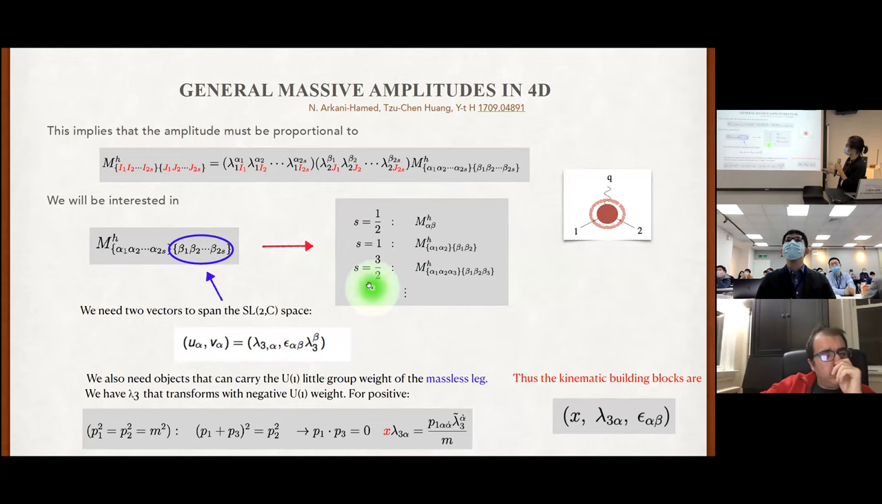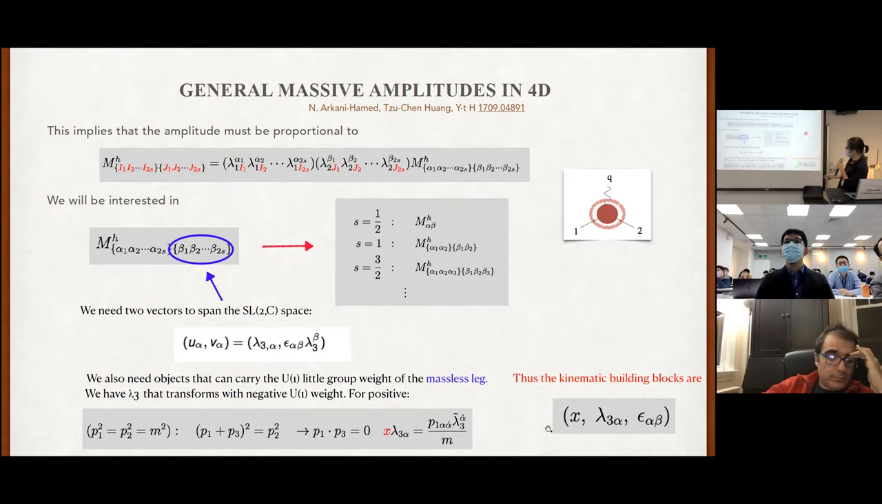And to parameterize these tensor structures, you can just use the variables that are available to you. So for us, since this is a two-dimensional space, the natural vector to span this two-dimensional space is the spinor associated with the massless particle here. And so we're going to use that spinor, which is this lambda 3 here, as well as the one that is orthogonal to it, so it has an epsilon. And then we're going to have another object which carries a little group weight of the massive particles. And that comes from the three-point kinematics, where you can show that lambda 3 will be proportional to lambda 3 tilde. And this proportionality is defined as x. So this x is defined through this equation. The only important point about this slide is just that the fundamental variables that you want to use to parameterize your function are these variables.